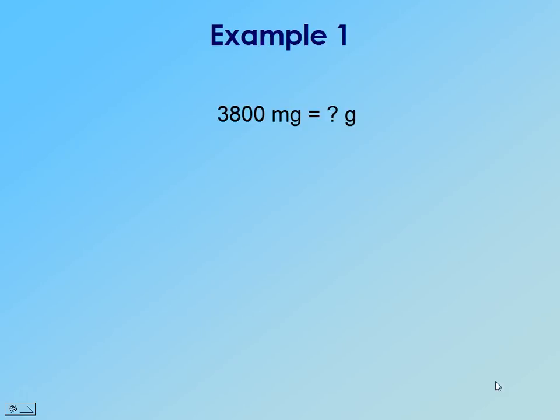So our first example is going from milligrams to grams. So we start with our milligrams, put them over 1, and we want to cancel out the milligrams. We want to find the grams. And if we go back to our previous slide, we will see that 1 gram is the equivalent of 1,000 milligrams. So the milligrams are going to cancel.